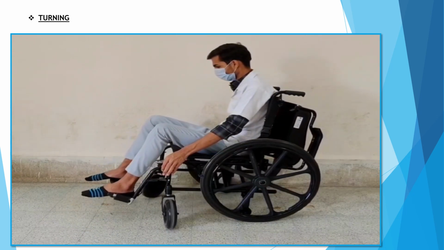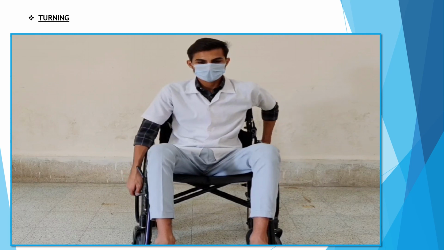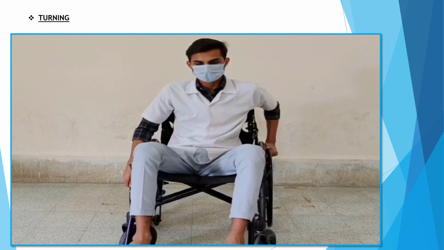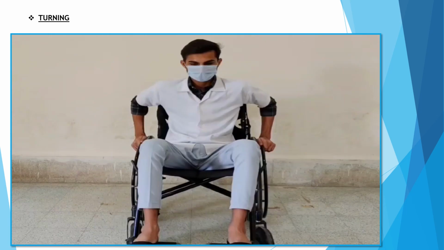The last one is turning onto the right side using both the wheels simultaneously. Turning right can be performed by turning the right wheel backward and simultaneously the left wheel forward. In the same way, left side turning can be done by doing the same things on the opposite side.